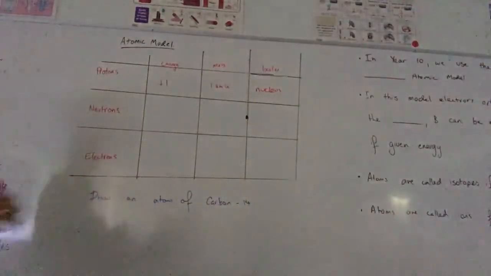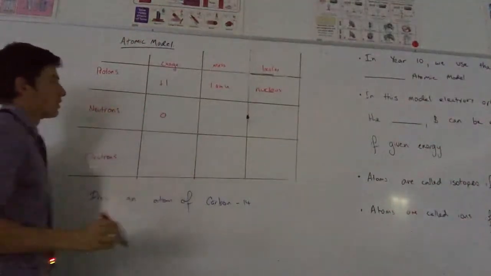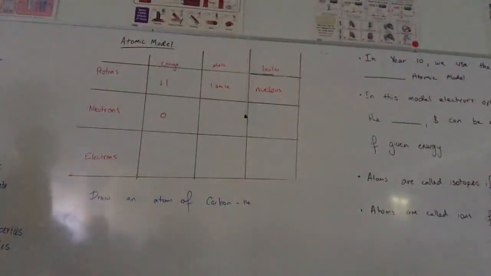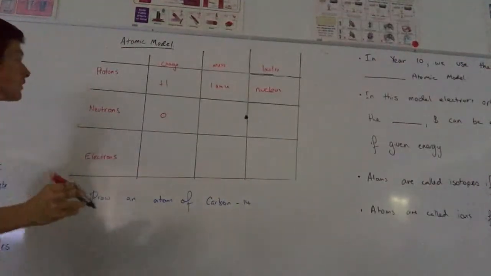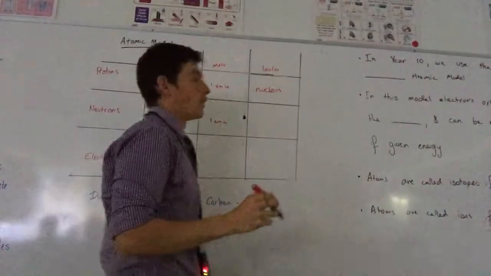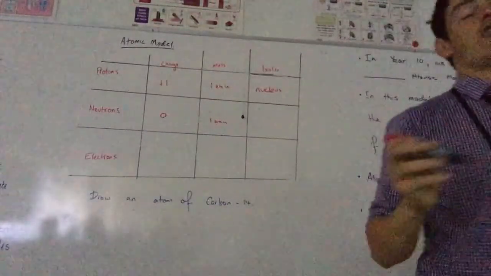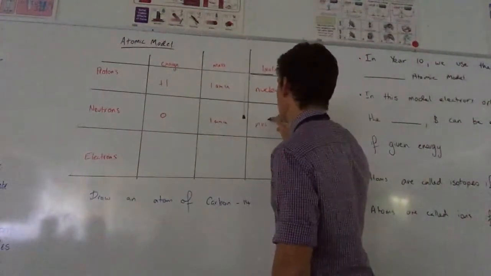Mariam, what do you know about the charge of a neutron? Very good. A bit like Switzerland. Mass? Yep. 1. Where do we find the neutron? In the nucleus with his buddy, the proton.